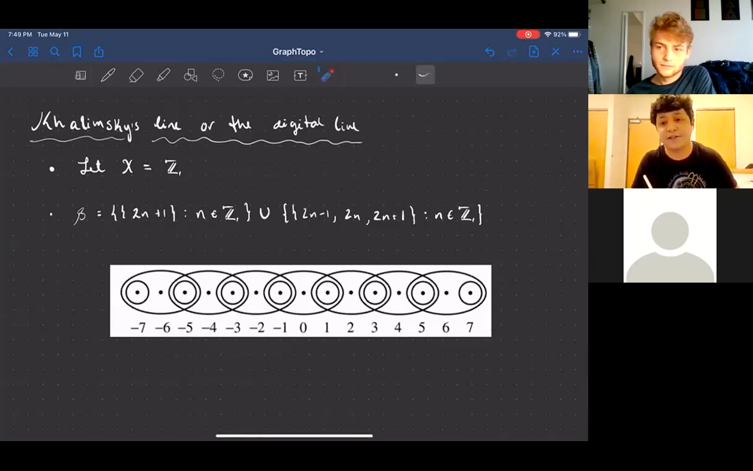Another thing about the digital line is that when you take the Cartesian product of the set of integers with themselves, you can construct the digital plane, which is this basic idea. You just take, for example, the Cartesian product of odd numbers with odd numbers, even numbers with odd numbers, and even numbers with even numbers, and you get a plane which has squares as open sets, line segments as open sets, and points on their own as open sets.